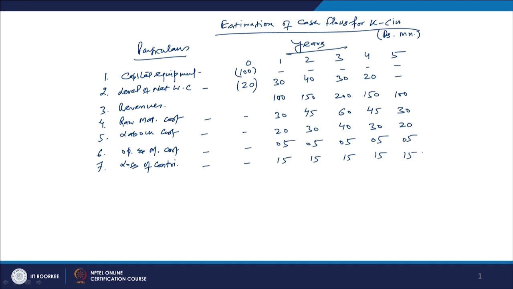In this class I have worked out up to the important components we have taken into account: the cash outflow occurring in the current period on account of two heads, the capital equipment and the net working capital. Then we estimated the revenue, and some components of the cost like the material cost, labor cost, operating and maintenance cost, and the loss of contribution. Other components like depreciation, the loss of working capital because of bad debts, and some other relevant aspects I will take care of.